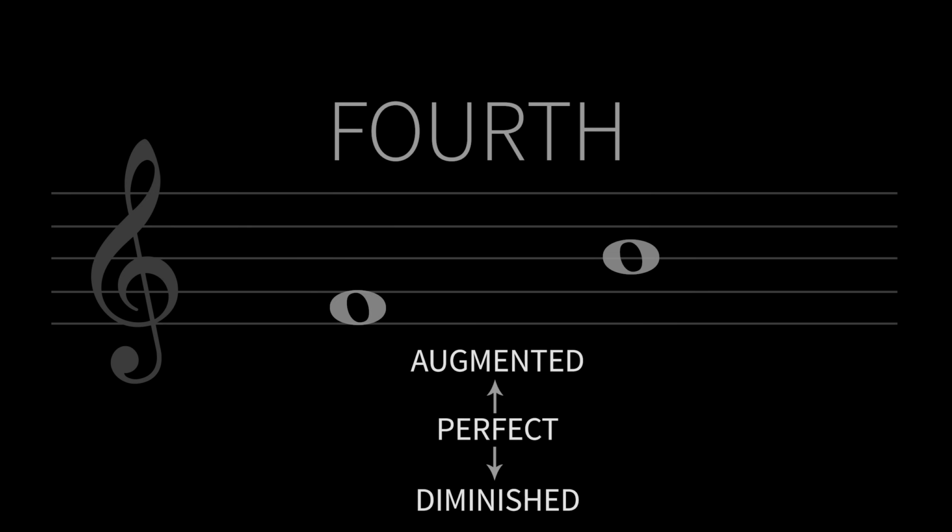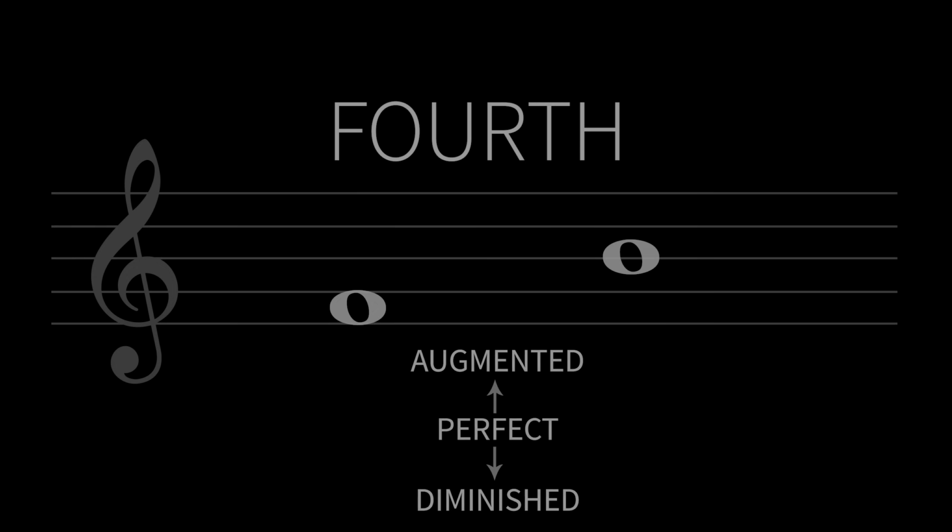Let's do F to B. First thing, we figure out the interval number. That's simply counting letters from the lower to the upper, inclusively. So F, G, A, B. This is a fourth. And knowing the interval number, we know which class of interval this belongs to. Unisons, fourths, fifths, and octaves have this naming scheme.